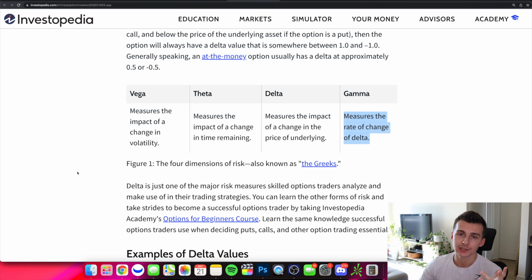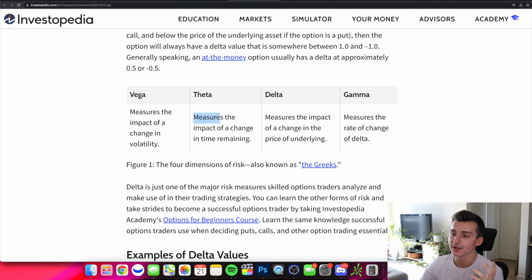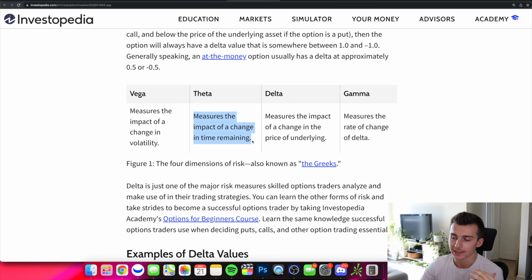So theta is really interesting. Theta is the time decay. It measures the impact of a change in time remaining. So what you'll notice is that if you have an option that expires relatively soon and it's out of the money, well, that option is going to start dropping in value very quick unless that stock starts moving in the direction that you need it to move. Okay, that's theta, that's time decay. Okay, so impact of the change in time is absolutely critical.